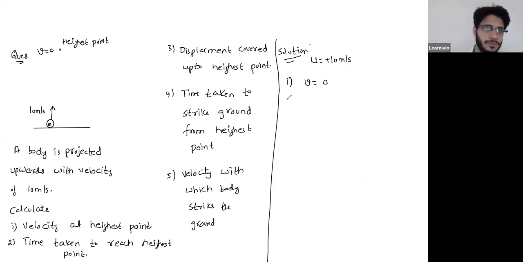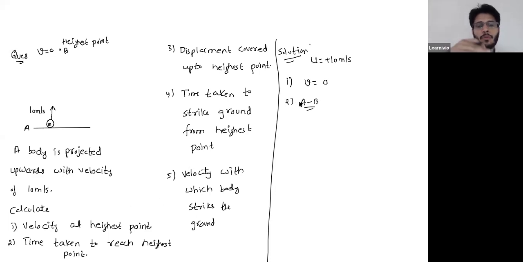So v is 0. Second part of the question, time taken to reach highest point. Let's call this point as A and this point as B. We are considering the motion from A to B. Whatever you learn in each part of this numerical, you will apply in the whole topic. The whole of free fall is based on these five parts. If these five parts are very clear, then you won't have any issue in numericals.